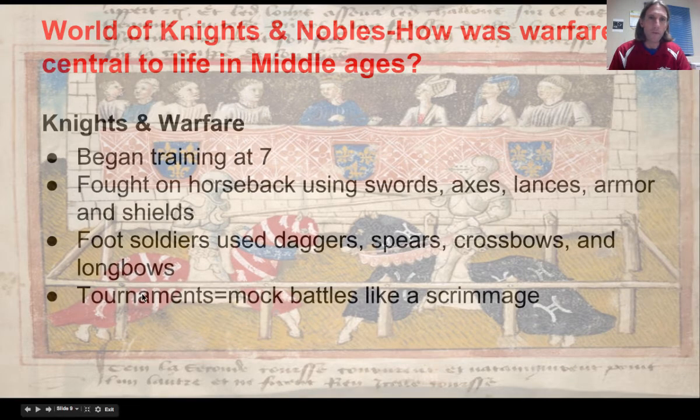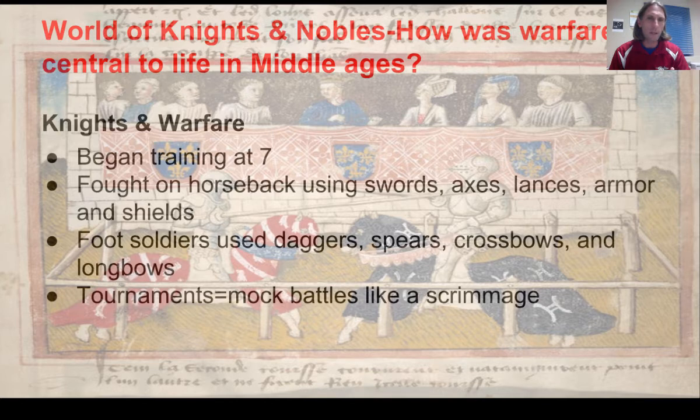So if we look at the world of knights and nobles, how is warfare central to life in the Middle Ages? Well, this is a system of protection. Feudalism is about protecting people. And so for knights, they begin training at a very young age, and they would do most of the fighting on horseback. There were foot soldiers who also were used in warfare, and they had a whole different system and set of equipment that they needed. But knights, it cost quite a bit to be able to have all the swords and axes and armor and shields, and also to protect your horse and have multiple horses.